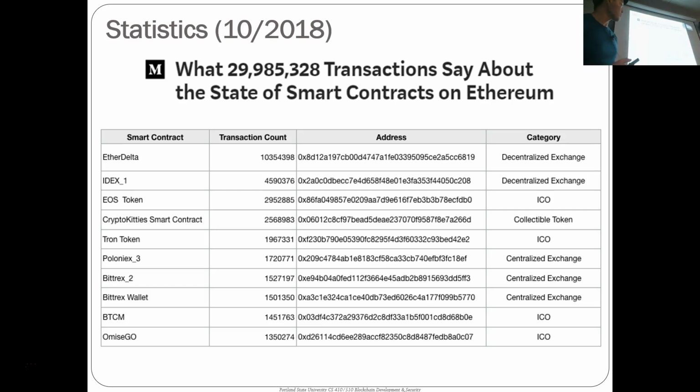Here are some statistics from last year on the top 10 contracts on Ethereum. You see we talked about a lot of these different ones already. These are the categories: decentralized exchanges, initial coin offerings, collectible tokens. I don't think these things have changed since last year, so I didn't bother to go find the updated numbers. These are the ones that have the most transactions going to and from them for the month of October of last year.